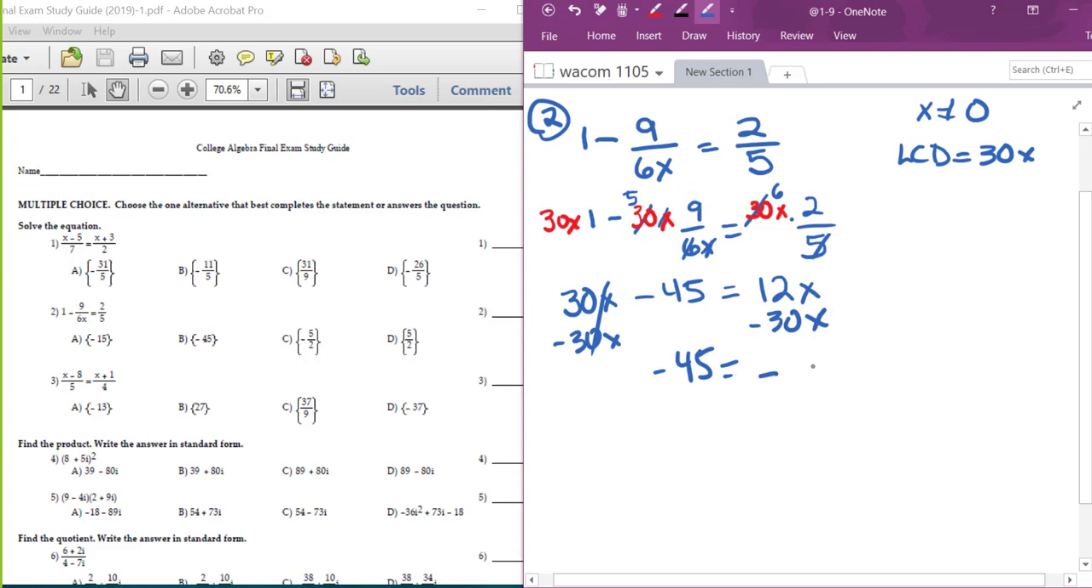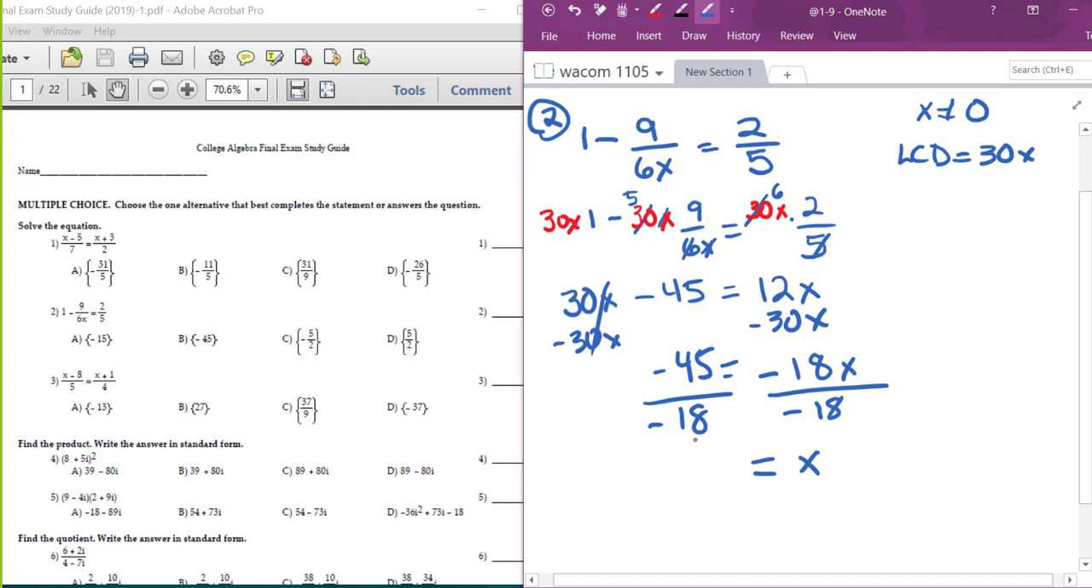And this will be 18x. And then you're going to divide by negative 18. The two negatives will clean up to give you a positive. This actually will reduce, and remember you can check that in your calculator anytime if you're not comfortable with reducing.